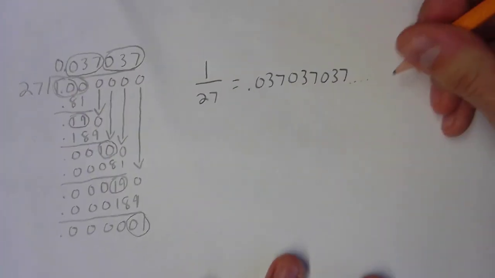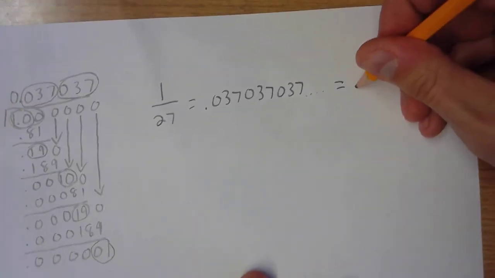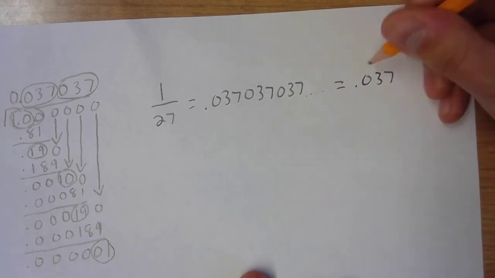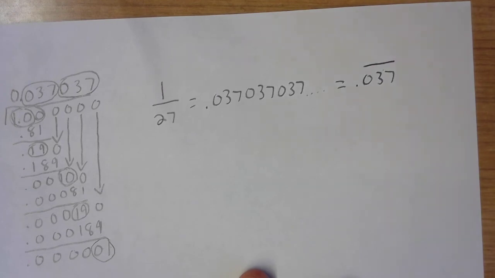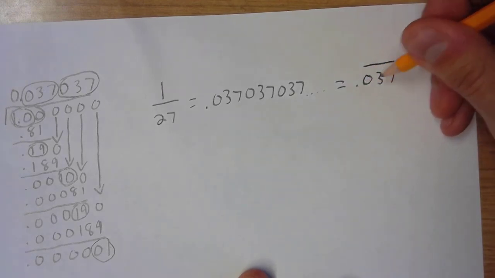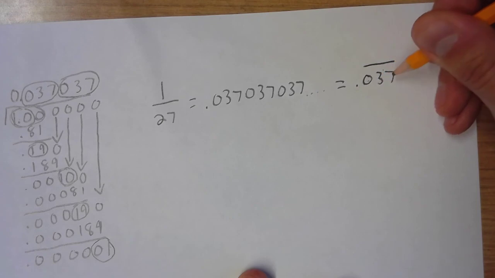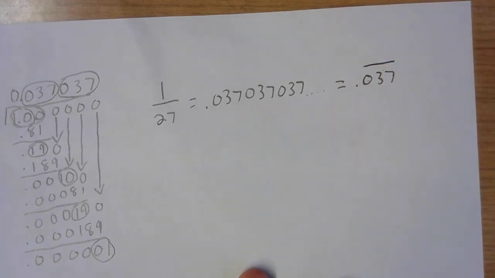How else can we write that? We can simply write that as 0.037 with the bar covering all 3 of my repeating digits. In this case, 0.037, 0, 3, and 7 are all repeated. And that is the final example.